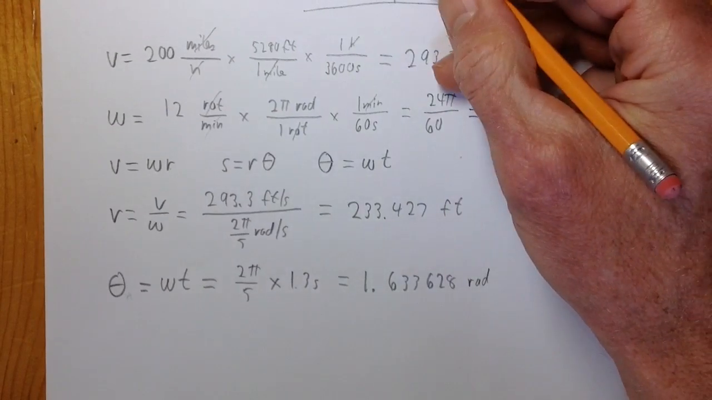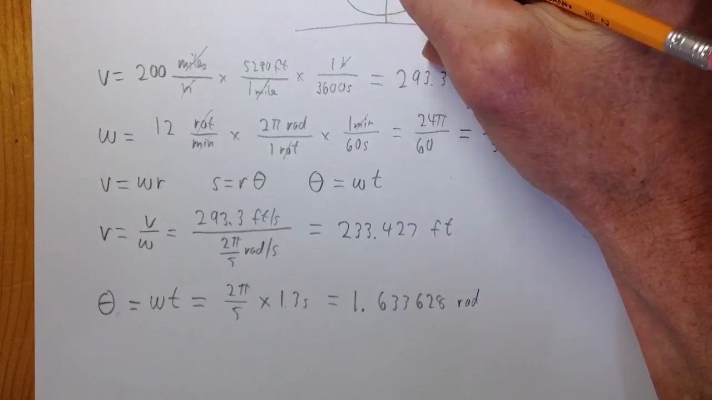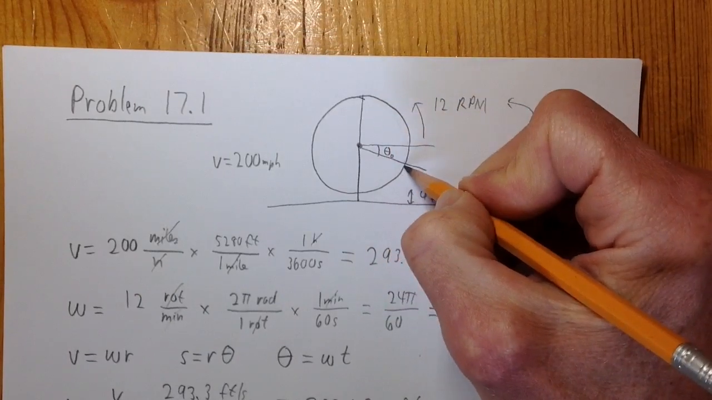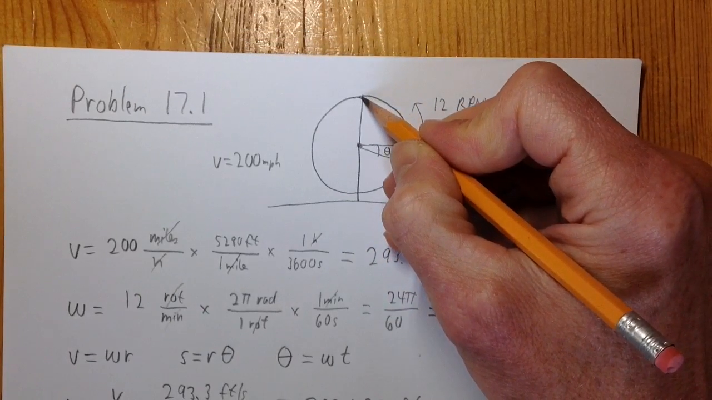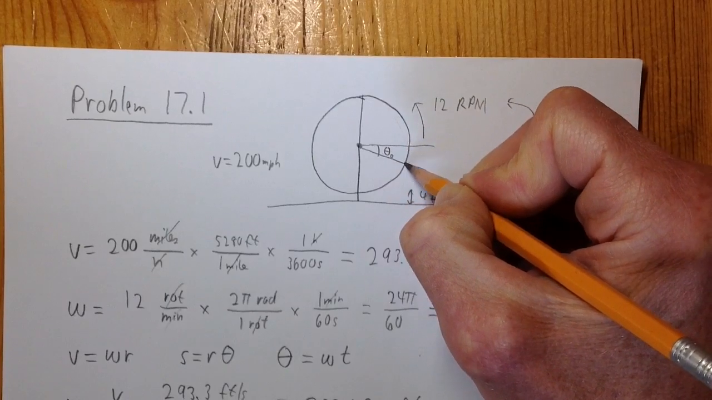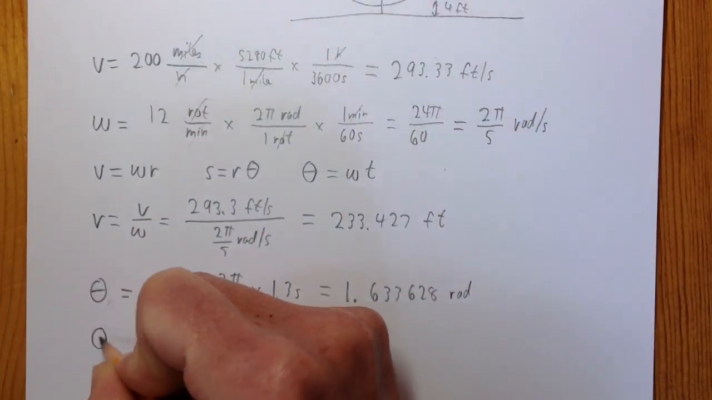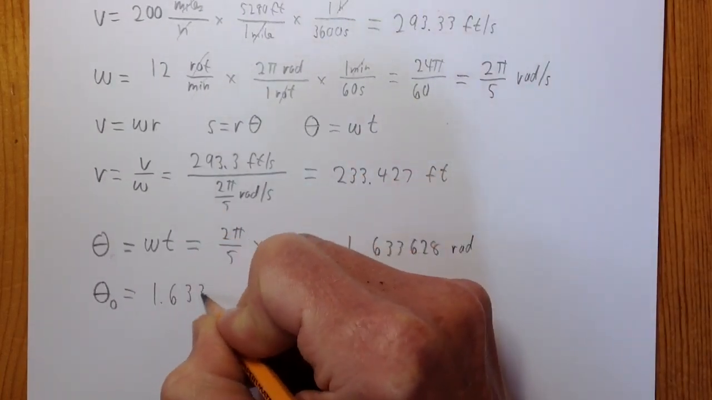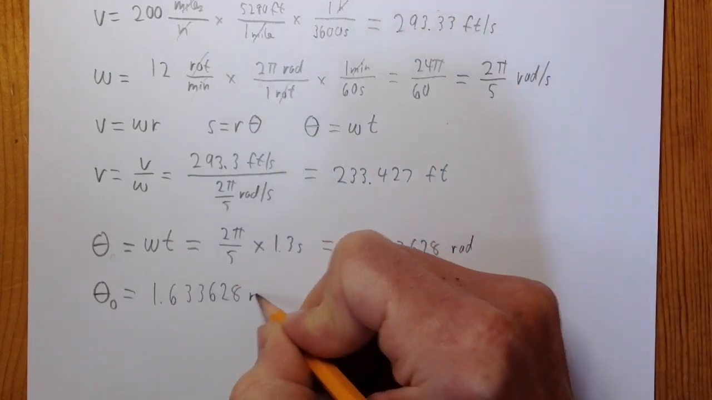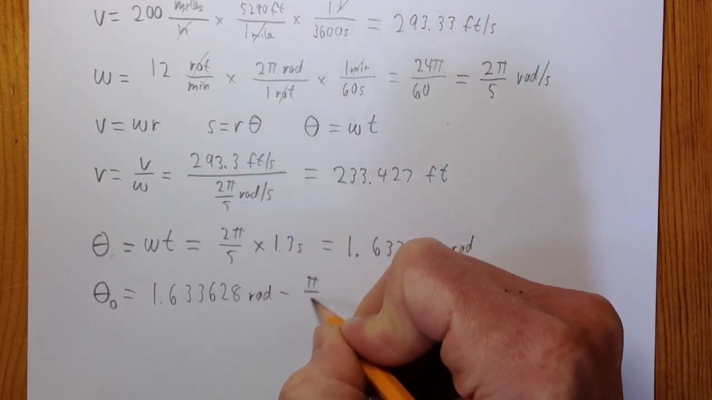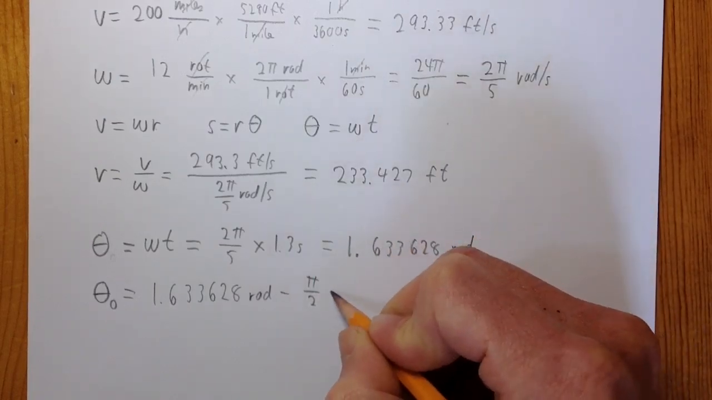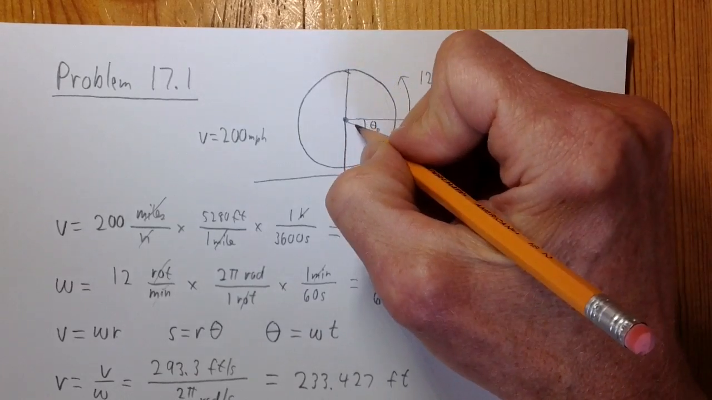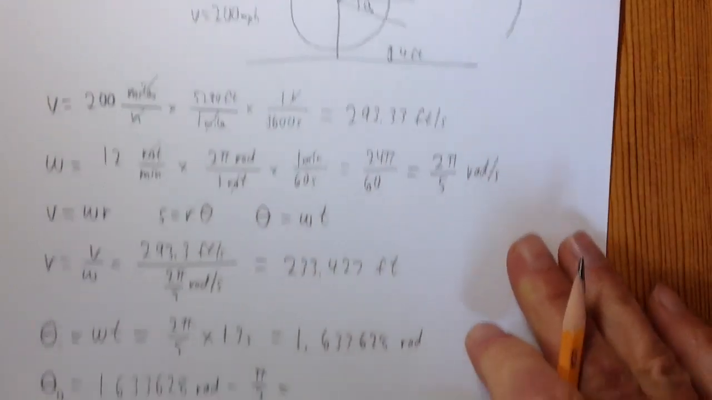But we want to know how far below 90 degrees that is, because it takes 1.3 seconds to get to the very top. So we want to know how far that angle is below 90. So what we've got to do is take away 90 from it. So actually theta 0 is 1.633628 radians minus pi over 2 radians, because 90 degrees is pi over 2. And that's how far below the 90 is, right? The angle to get all the way to the top is theta, and we want to take away 90 to get that little angle. How far below that it started?